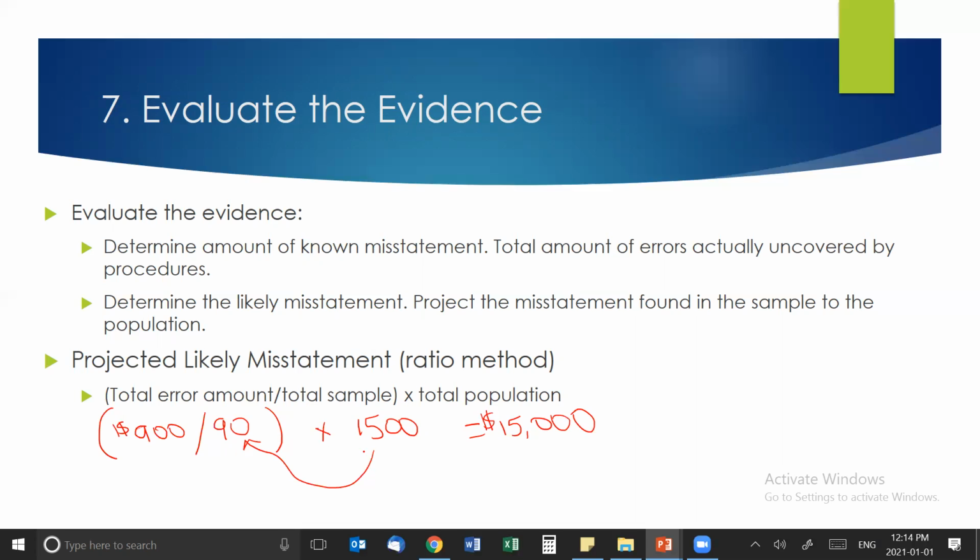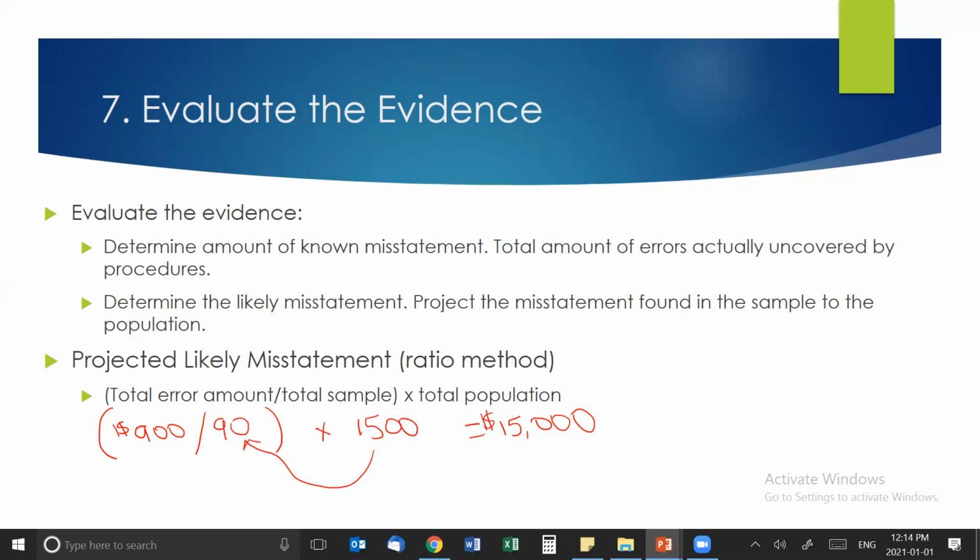So out of 1,500 transactions, you sampled 90 of them and found errors of $900. To project that over the total population, we're going to assume there's a $15,000 misstatement or error across the 1,500 transactions. Then you would compare this to materiality. If materiality is $200,000, for example, then this $15,000 isn't really a big deal. But if materiality is $10,000, then this is a big deal, and you'd have to investigate further.